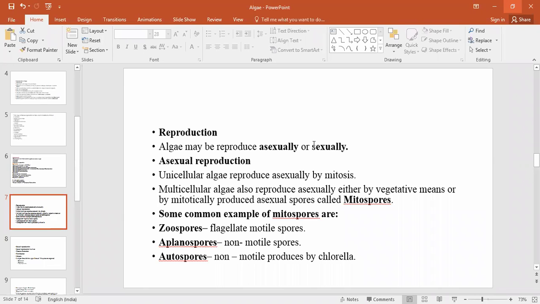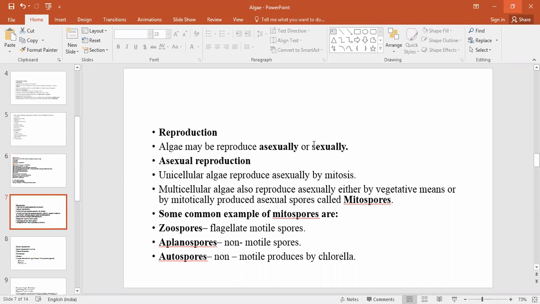In fragmentation, the thallus breaks into fragments and each fragment grows to form a new thallus. Then spore formation: this process generally takes place in ordinary vegetative cells and in a specialized structure called a sporangium. Various types of asexual spores form, for example, planospore, zoospore, hypnospore, aplanospore, autospore, endospore, and cyst.